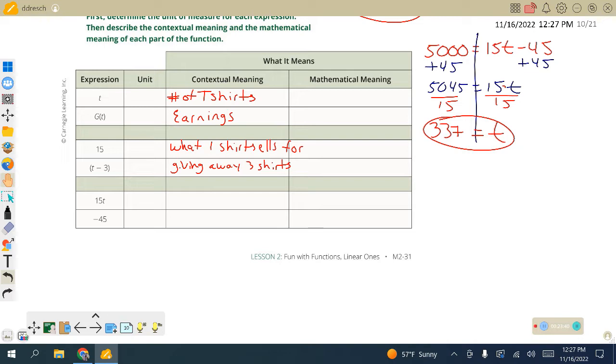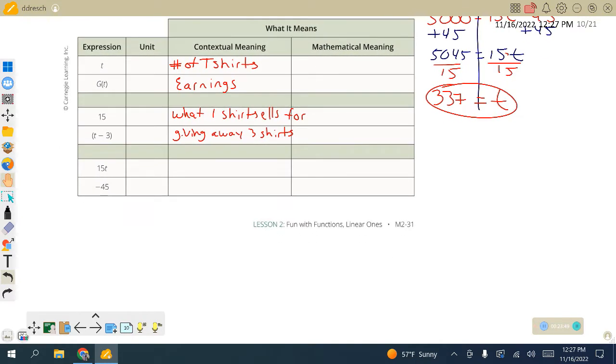What's the 15T? We saw that 15T yesterday. We saw the 15T today. What does that 15T mean together? Together it means the amount of money you're making per t-shirt sold. Okay? One t-shirt gets you $15, right? Two t-shirts gets you 30. Three t-shirts gets you 45. So that 15T means the amount of money made per shirt sold. So we're making money by 15 times T. Each t-shirt sold gets us $15.